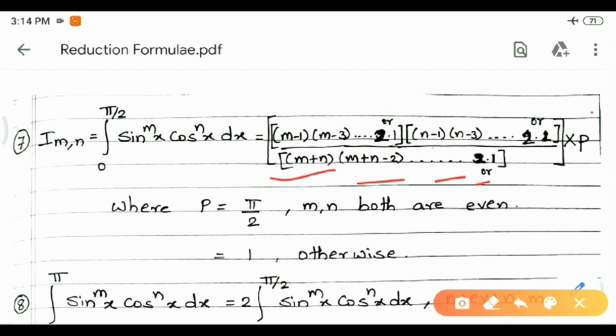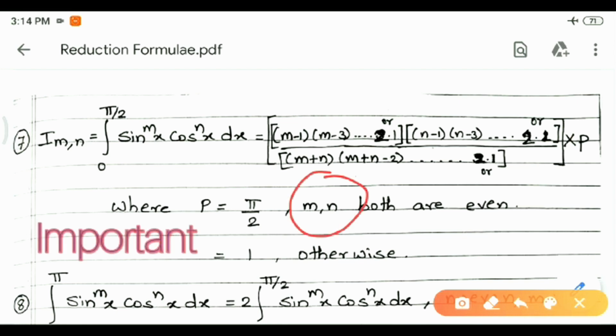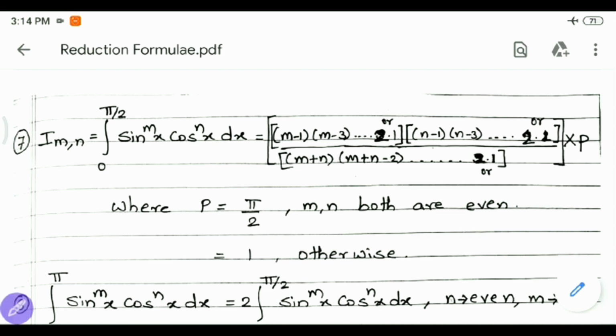Okay, and the important thing is here we are going to multiply this whole thing by p. Now this p again depends on m and n. So if m and n both are even, then p will be pi by 2. And if either of them is odd, that is in any case m is odd or n is odd or both are odd, in that case it will be 1. So you are supposed to remember this. Okay, so p is very important.